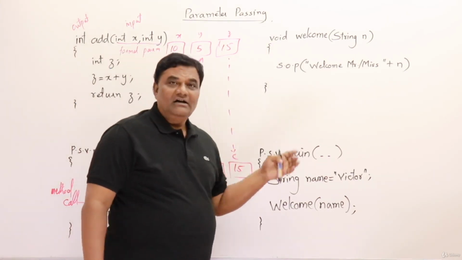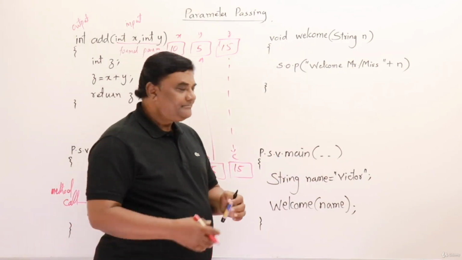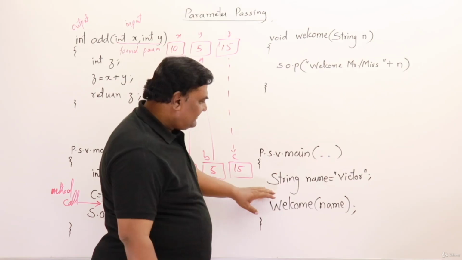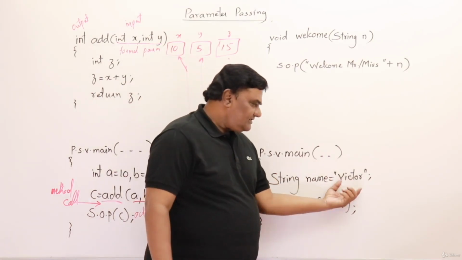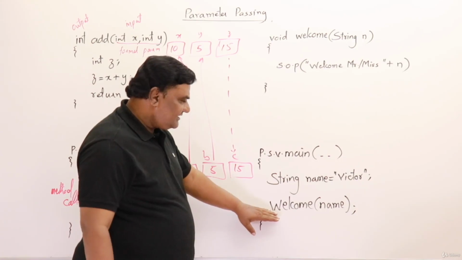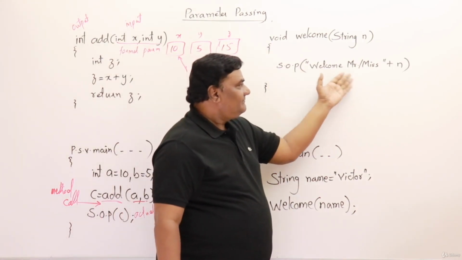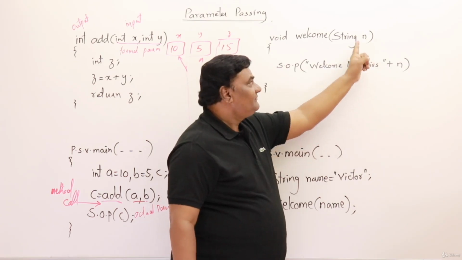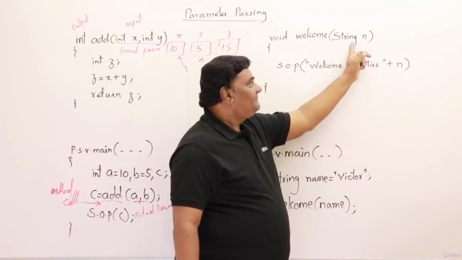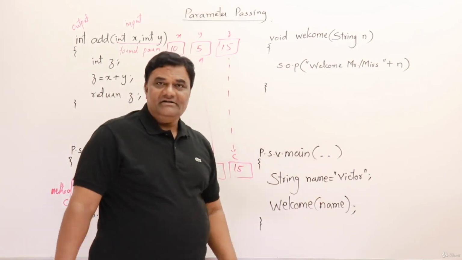Now here I have one more example. Let us study the example first. I have a main method with a string, the name Victor, and it is calling a method welcome. This is the welcome method, and it is displaying a message, welcome Mr. or Miss, whatever is passed here. So this is the input, or the formal parameter, and here is the actual parameter.